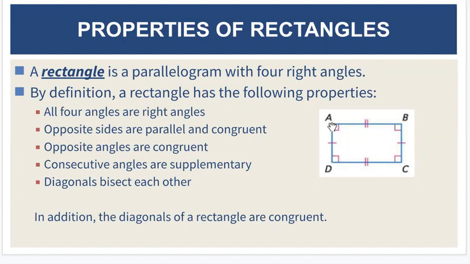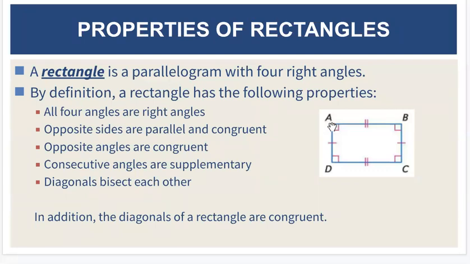The first type of parallelogram is a rectangle. Okay, so by definition, a rectangle has the following properties. All 4 angles are right angles. That's what makes it a specific type of parallelogram. Opposite sides are parallel and congruent. Opposite angles are congruent. Consecutive angles are supplementary. The diagonals bisect each other. Those 4 things are all properties of parallelograms, all right? Those are all 4 things that we already knew.